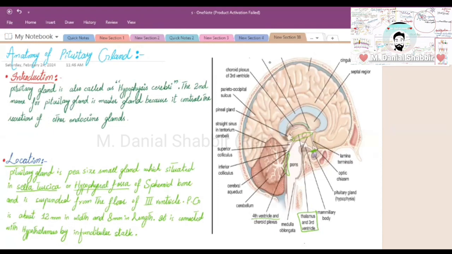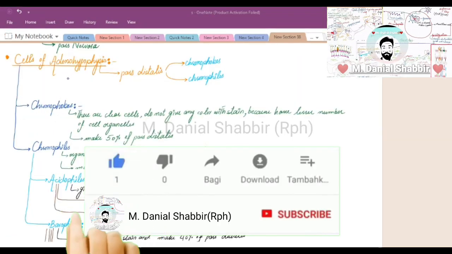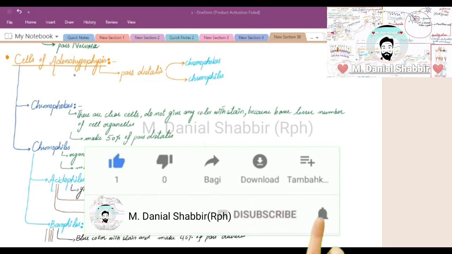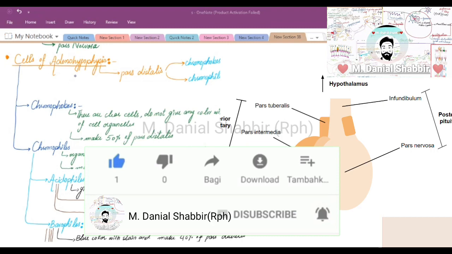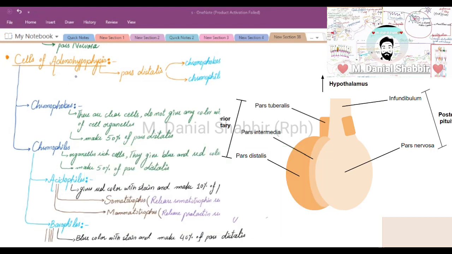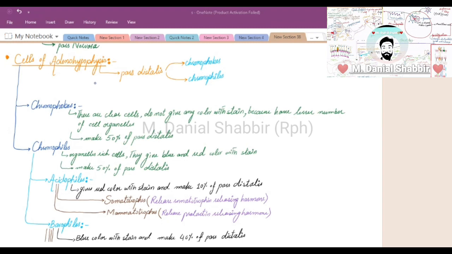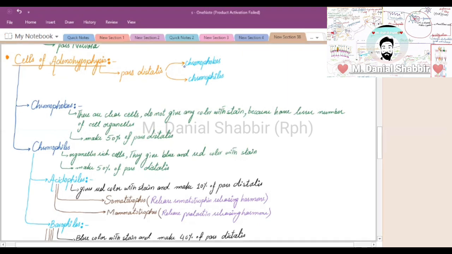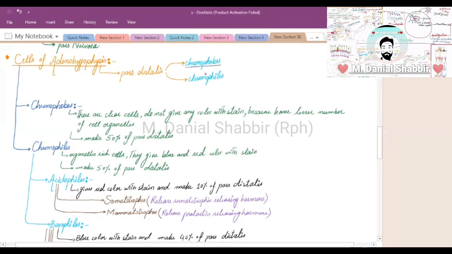Next is the cells of adenohypophysis. As we already know, adenohypophysis consists of different parts: pars intermedia, pars tuberalis, and pars distalis. The pars distalis of adenohypophysis consists of two types of cells: chromophobes and chromophiles. Now we can come towards the description of these two types of cells.